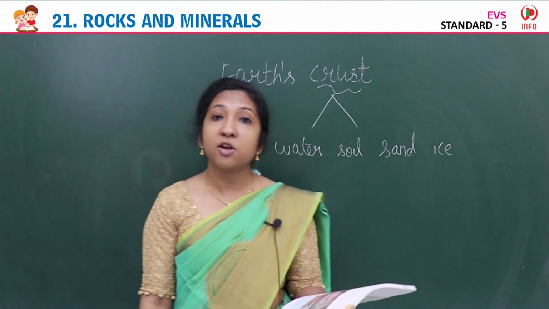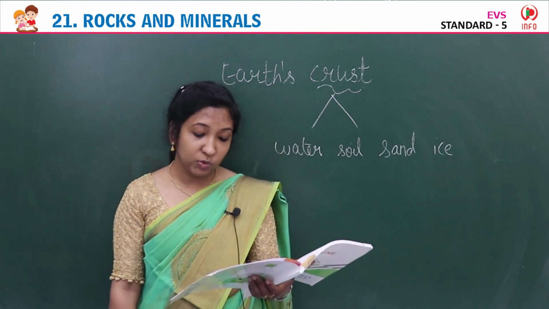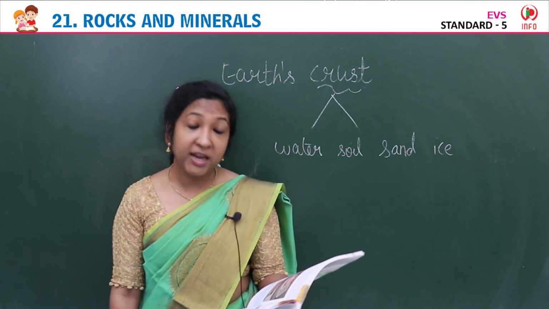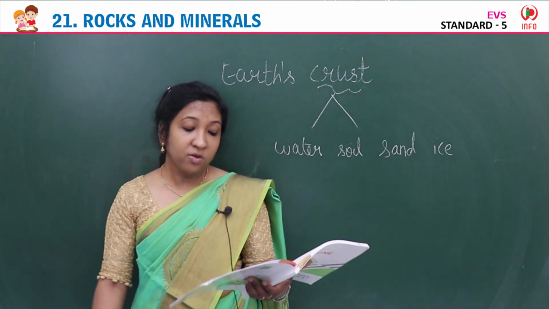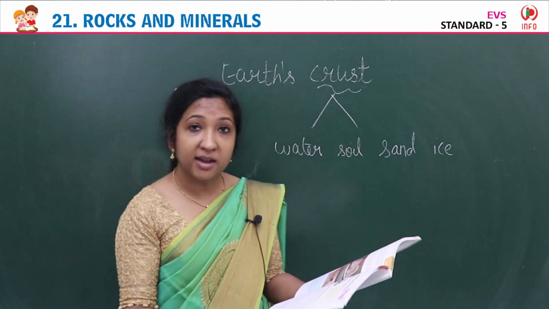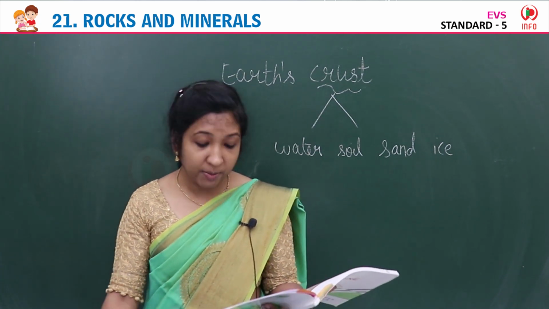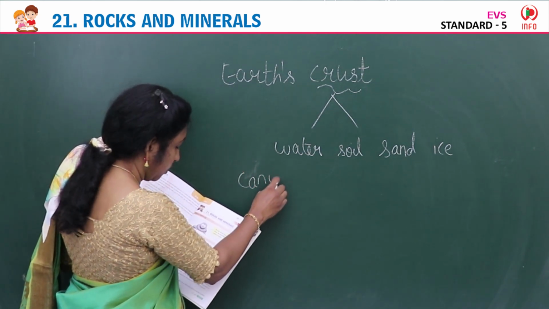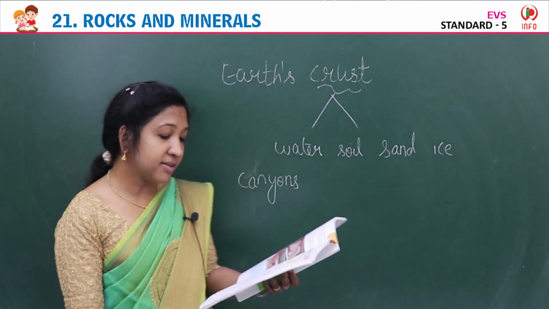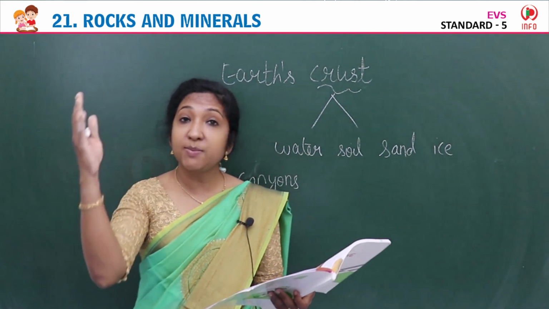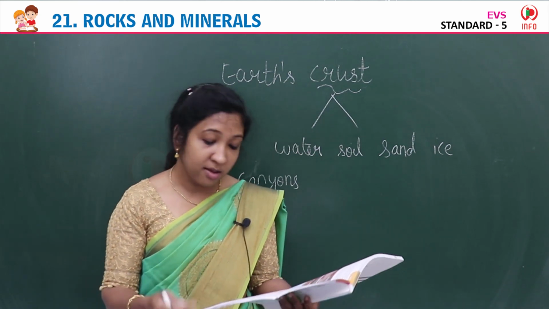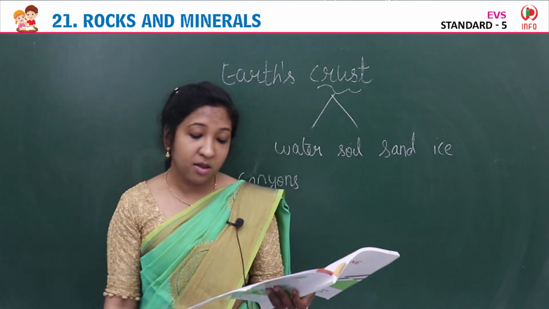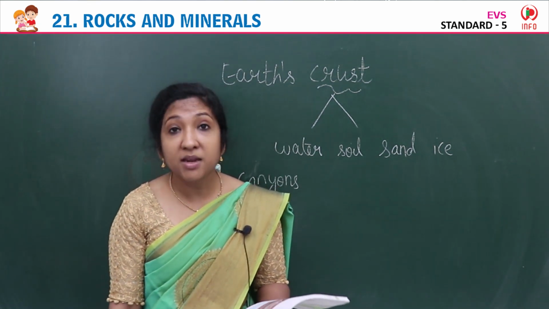Now first, rocks. The rocks you see around you, the mountains, the canyons and riverbeds, are all made of minerals. So there are different types of rocks we can see around us. Mountains are also made up of rocks. Canyons, C-A-N-Y-O-N-S, a deep narrow valley with steep sides, we say. And riverbeds, a channel in which a river flows, a stream. All are made of minerals.